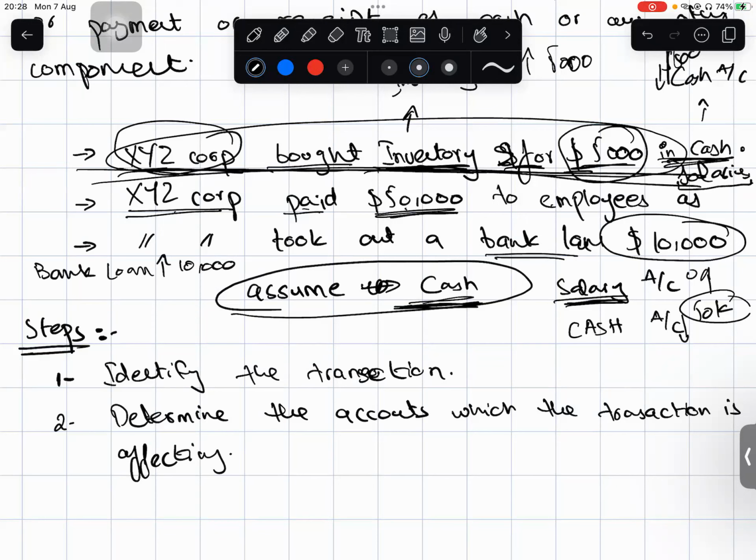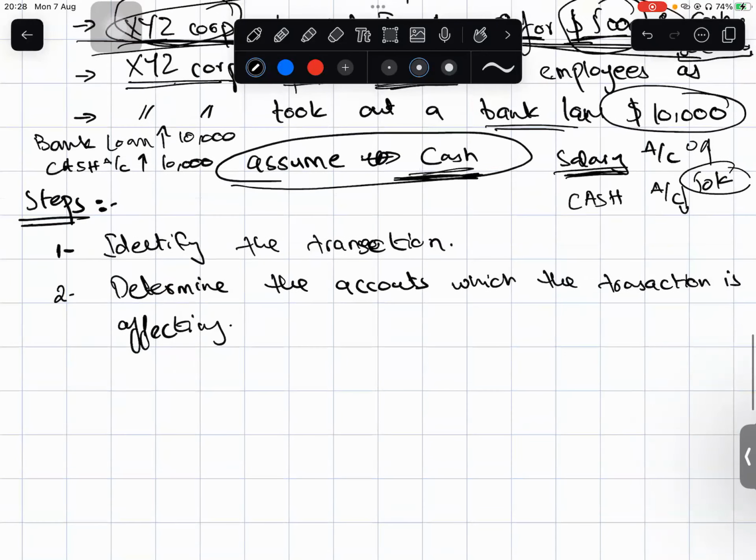$10,000, and they've got this in cash. Their cash has increased or decreased when they took out the loan? Increased. Both things have increased. Perfect.